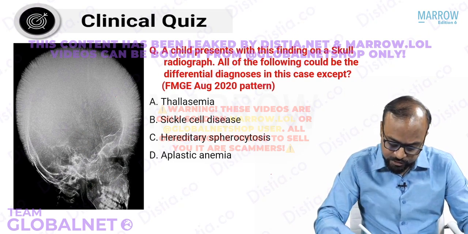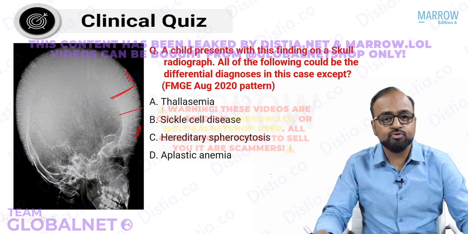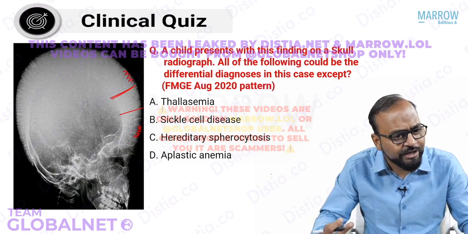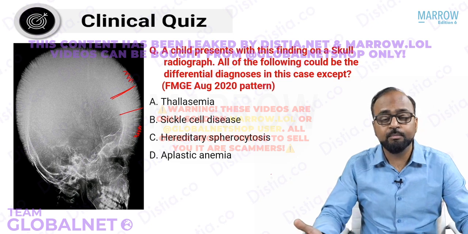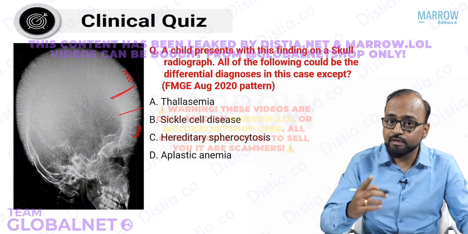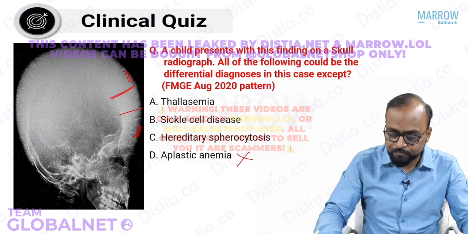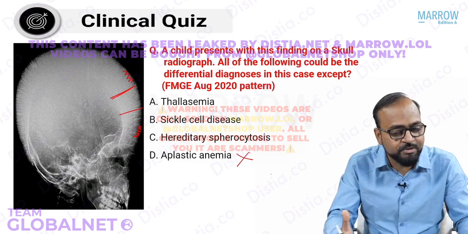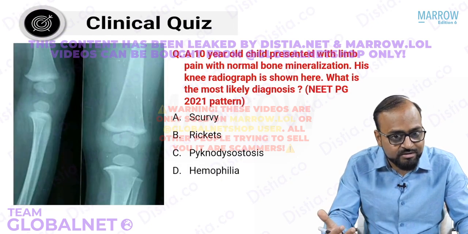So what we see in this X-ray is basically a widening of the diploic space, and multiple trabeculae then appear as the spiked appearance. So this is called a crew cut appearance or hair on end appearance, very typically seen in hemolytic anemias like thalassemia, sickle cell disease, spherocytosis. This will not be seen in aplastic anemia because the marrow space will not be widened in aplastic anemia, right? So widening of diploic space will not be seen. We'll discuss this as we go ahead.